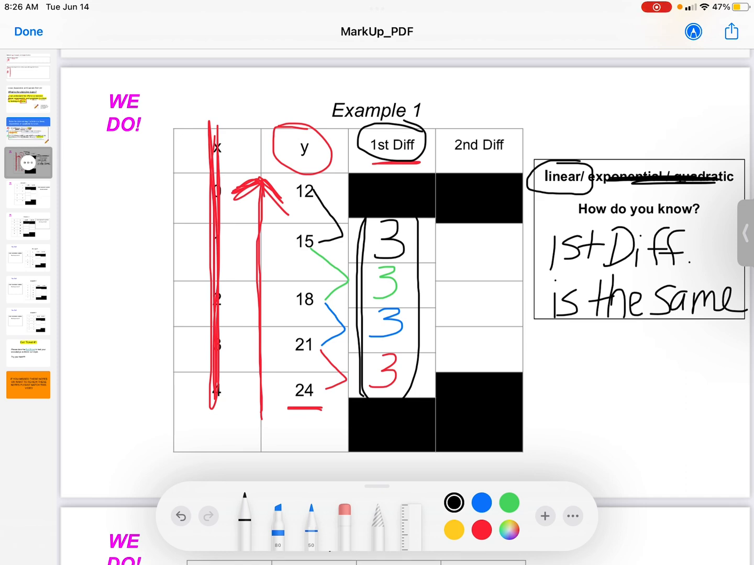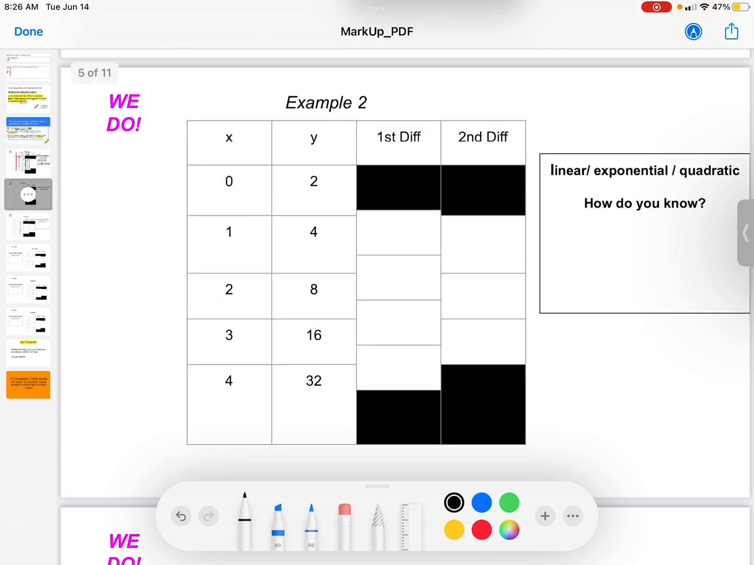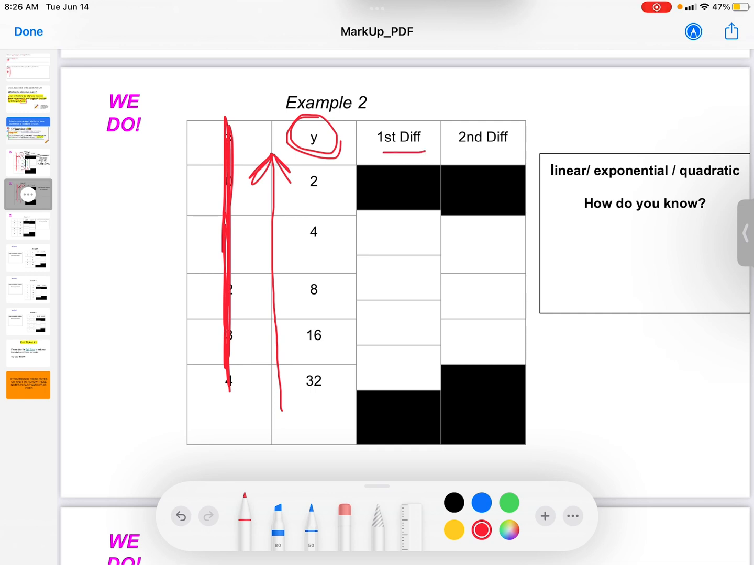Let's do it all over again. So here is example 2. It's a brand new table, and we're going to do the same exact steps. So I'm going to ignore my X, and I am just looking at my Y. And again, I'm going to work bottom to top. And I always start the same way. I want to find the first difference. That means subtraction.